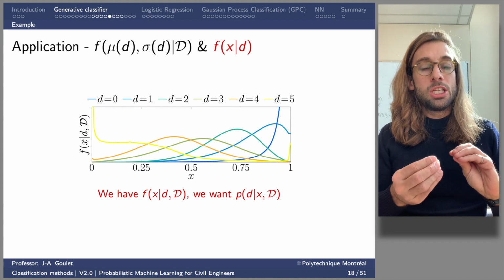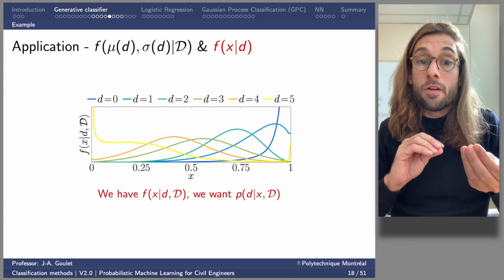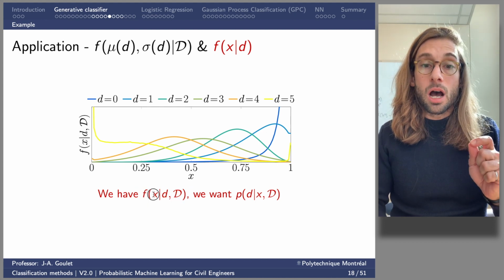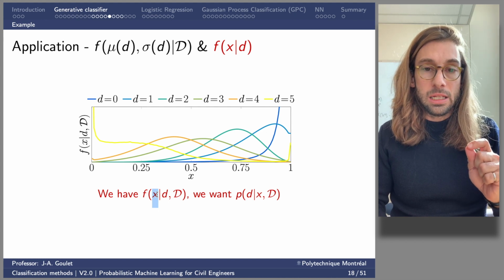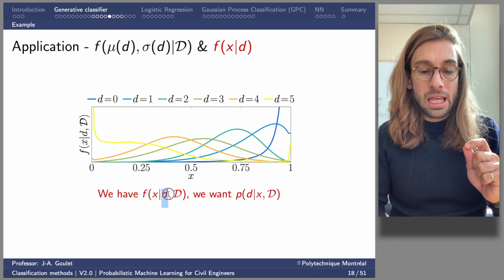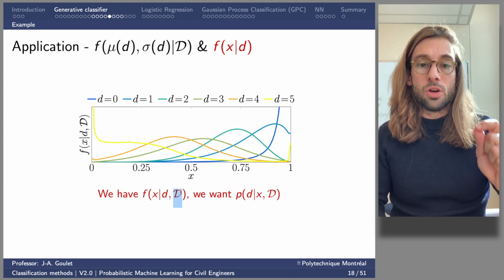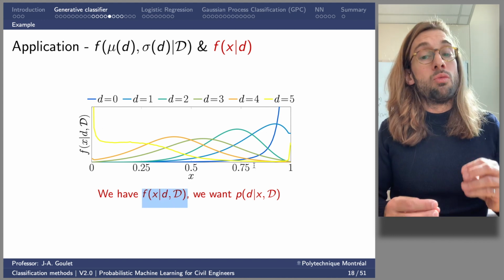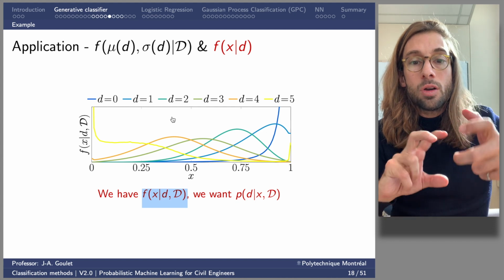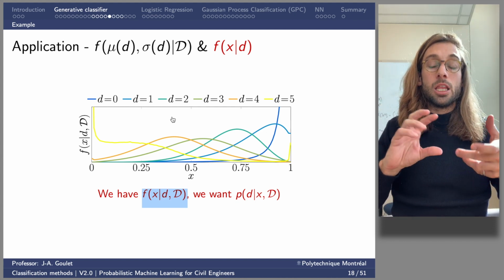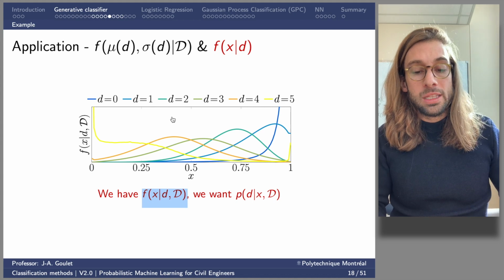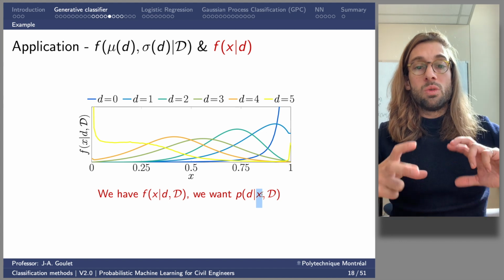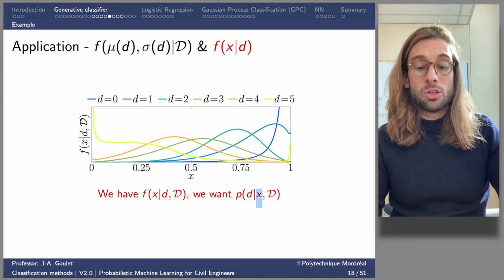Okay, but now we need to do one more step, because what we've inferred so far is the conditional probability of X, where X is the frequency ratio, given D, the class, and D, which is my set of observed data points. This is what's represented in that figure. But what we really want is not this. We need to reverse the relationship. What we want is the posterior probability of a damage index given an observed frequency ratio. How do we reverse this relationship? Through conditional probability, through Bayes' rule.